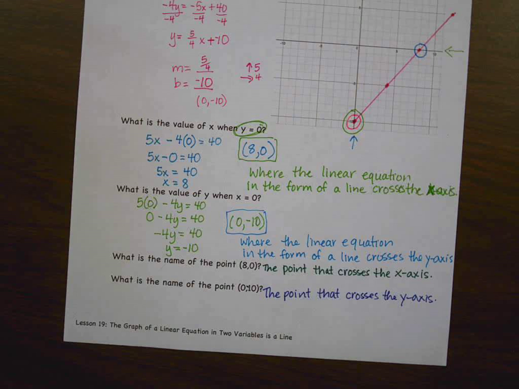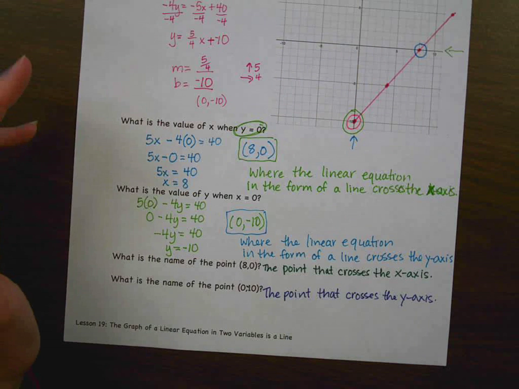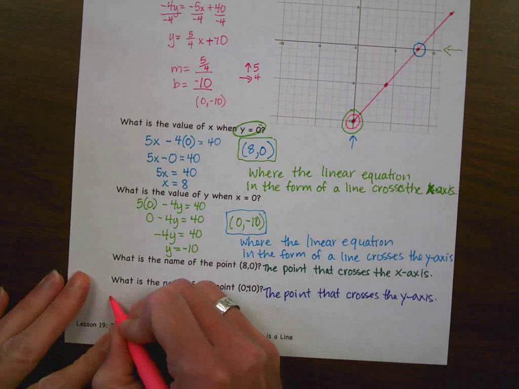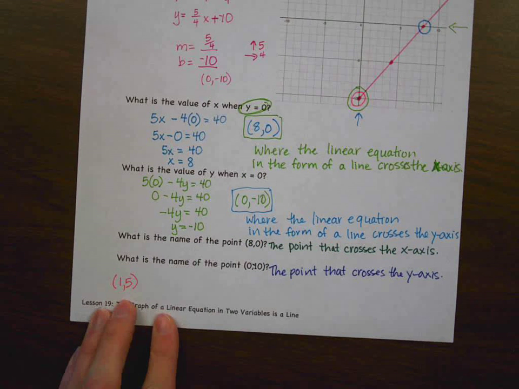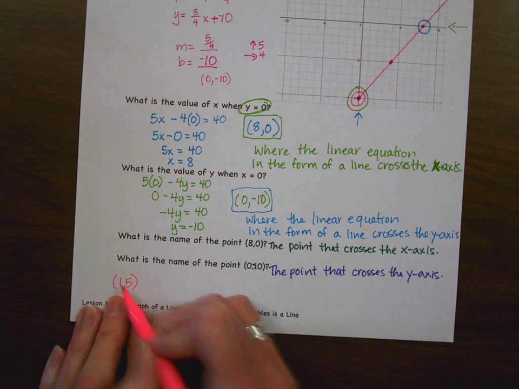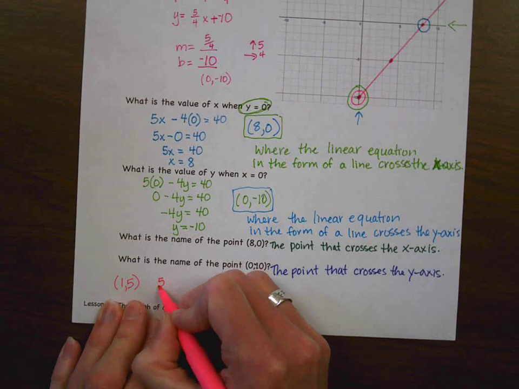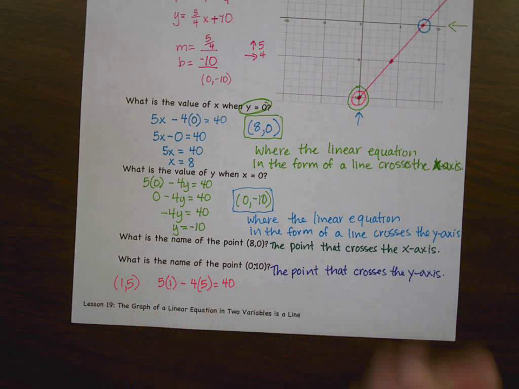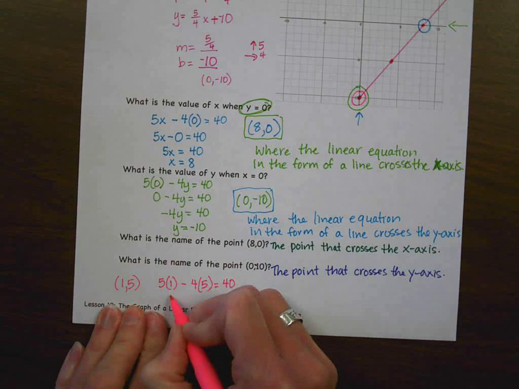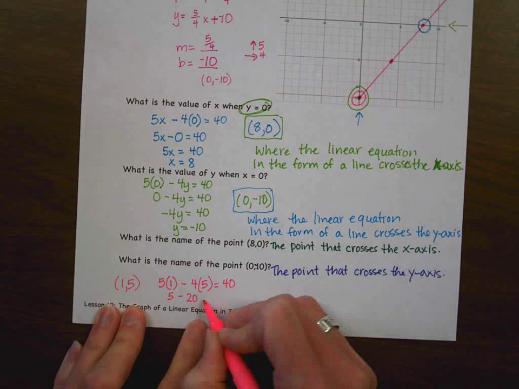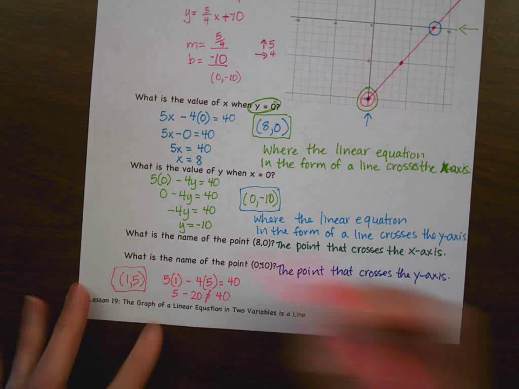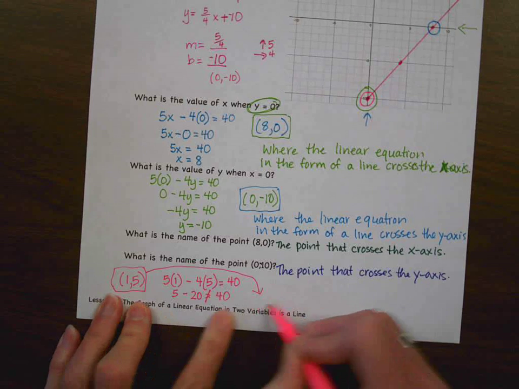Okay, so then the other thing that I want you to try is let's talk about a random point and see if it sits on the line. So let's say, what if we were looking at 1, 5? If you're given the point 1, 5, your job is to decide and see if that point actually sits on the line. So you have to remember this is the x value, this is the y value, so we would plug it in. So we would have 5 times 1 minus 4 times 5 equals 40. And if that's true and it works, then you know that the point sits on the line. So 5 times 1 is 5, minus 4 times 5 is 20, and that does not equal 40 because 5 minus 20 does not equal 40.